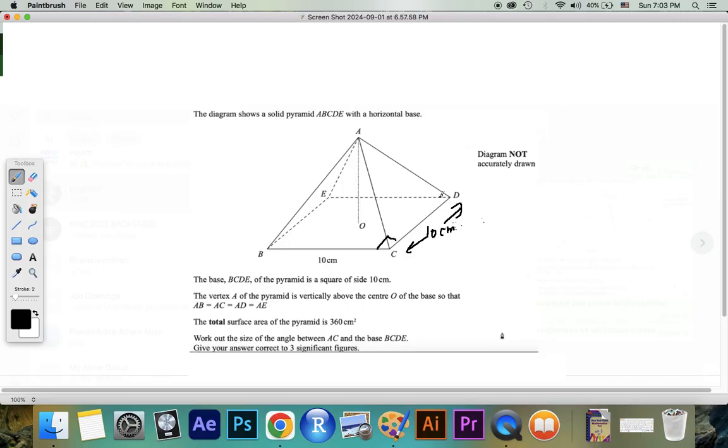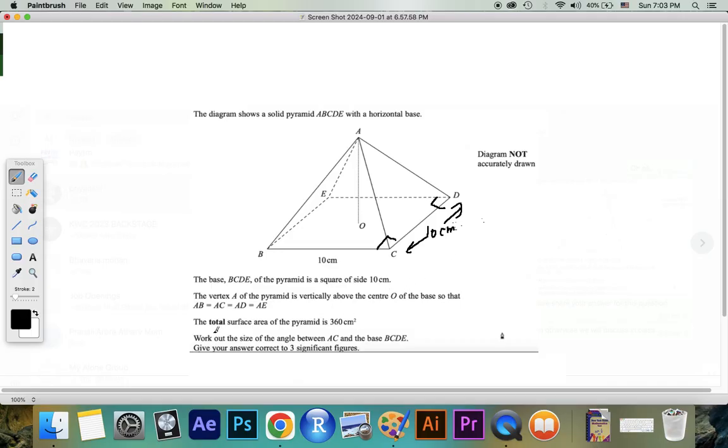Okay, let's read further. The vertex A of the pyramid, so this is called the vertex, the top of it, is vertically above the center O of the base, so that AB is equal to AC is equal to AD is equal to AE. The total surface area of the pyramid is 360 centimeters squared.